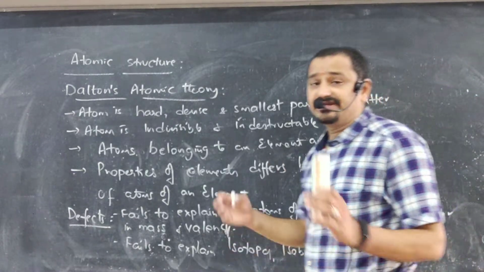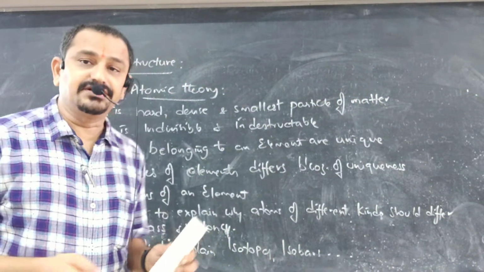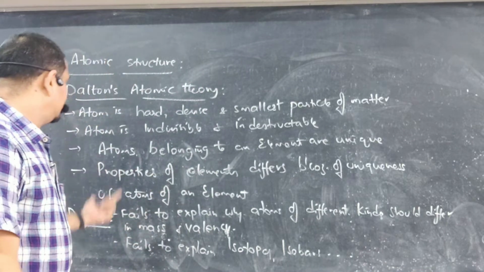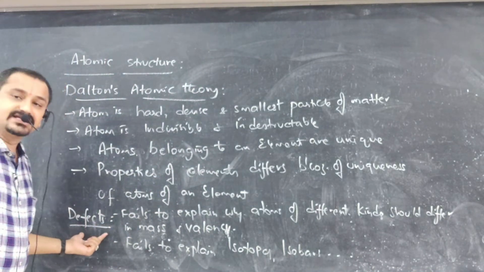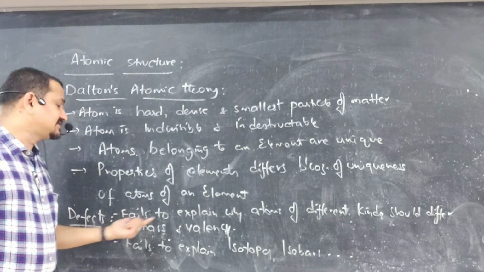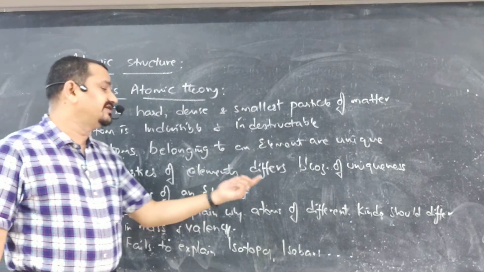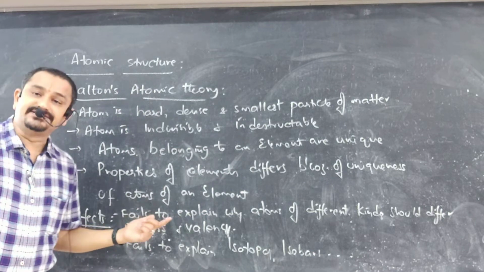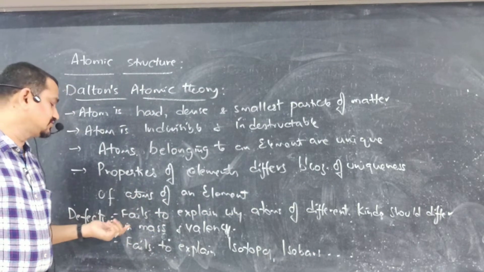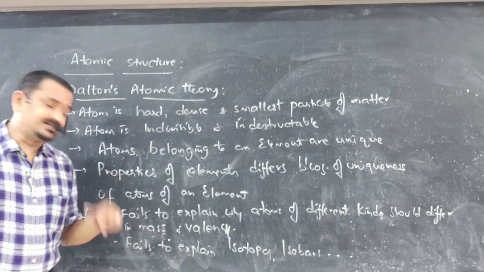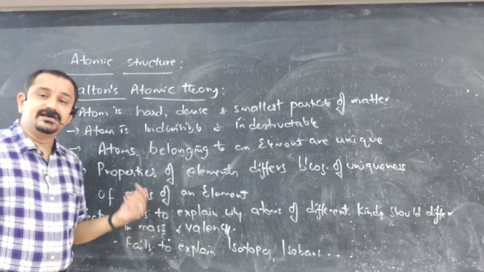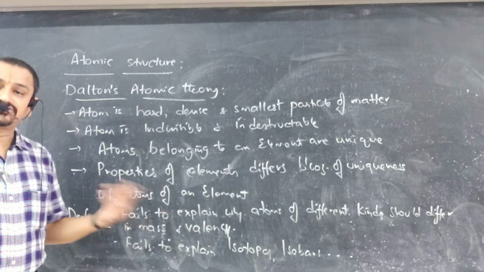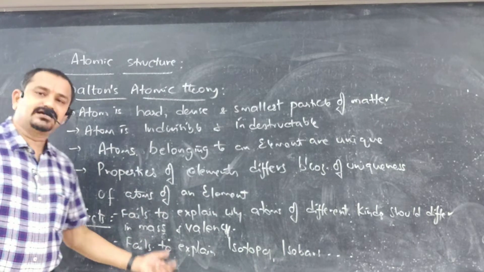In this way, it had given a satisfactory explanation about atoms, but Dalton's atomic theory failed in some aspects. What are they? It fails to explain why atoms of different kinds should differ in mass and valency. And it also fails to explain the concept of isotopes and isobars. Of course, these are related.